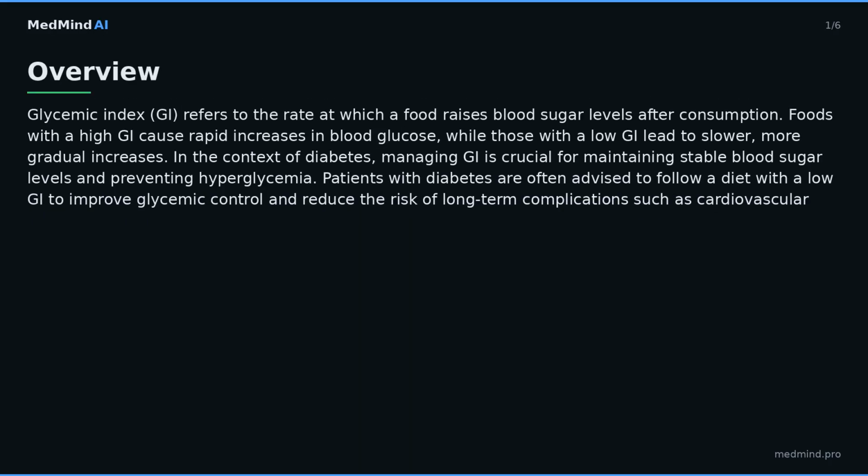Overview. Glycemic index, GI, refers to the rate at which a food raises blood sugar levels after consumption. Foods with a high GI cause rapid increases in blood glucose, while those with a low GI lead to slower, more gradual increases. In the context of diabetes, managing GI is crucial for maintaining stable blood sugar levels and preventing hyperglycemia. Patients with diabetes are often advised to follow a diet with a low GI to improve glycemic control and reduce the risk of long-term complications such as cardiovascular disease and neuropathy.